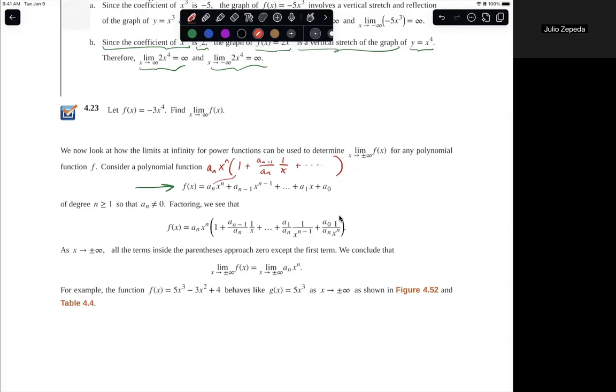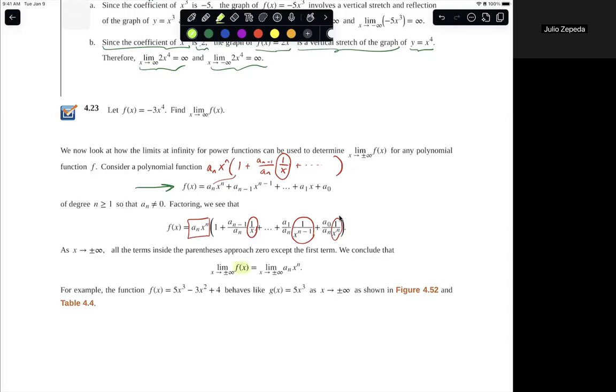Because as x approaches infinity, notice this factor of 1 over x is going to go to 0. The other terms are also going to have a similar 1 over x to some exponent, which are also going to go to 0. 1 over x to the n goes to 0. And so, in a sense, the only term that really matters is this leading term for a polynomial. The leading term determines the end behavior. This is probably something that you learned in pre-calculus, and so we're just stating that again.